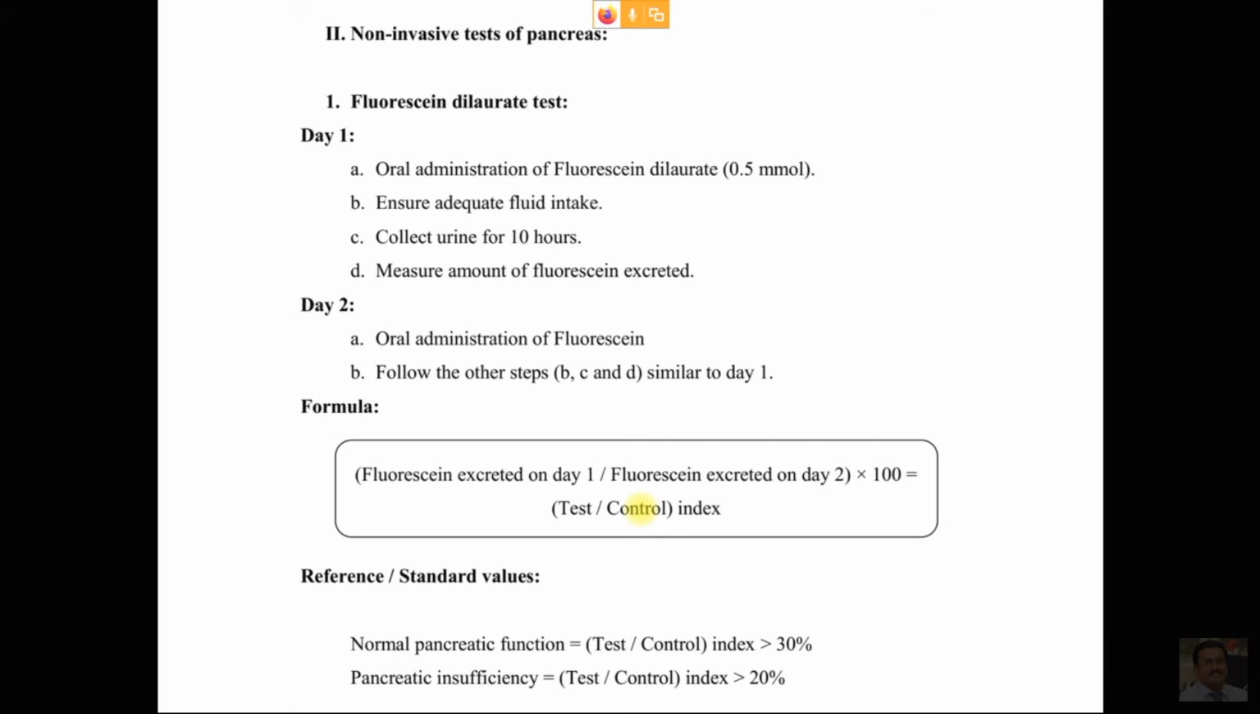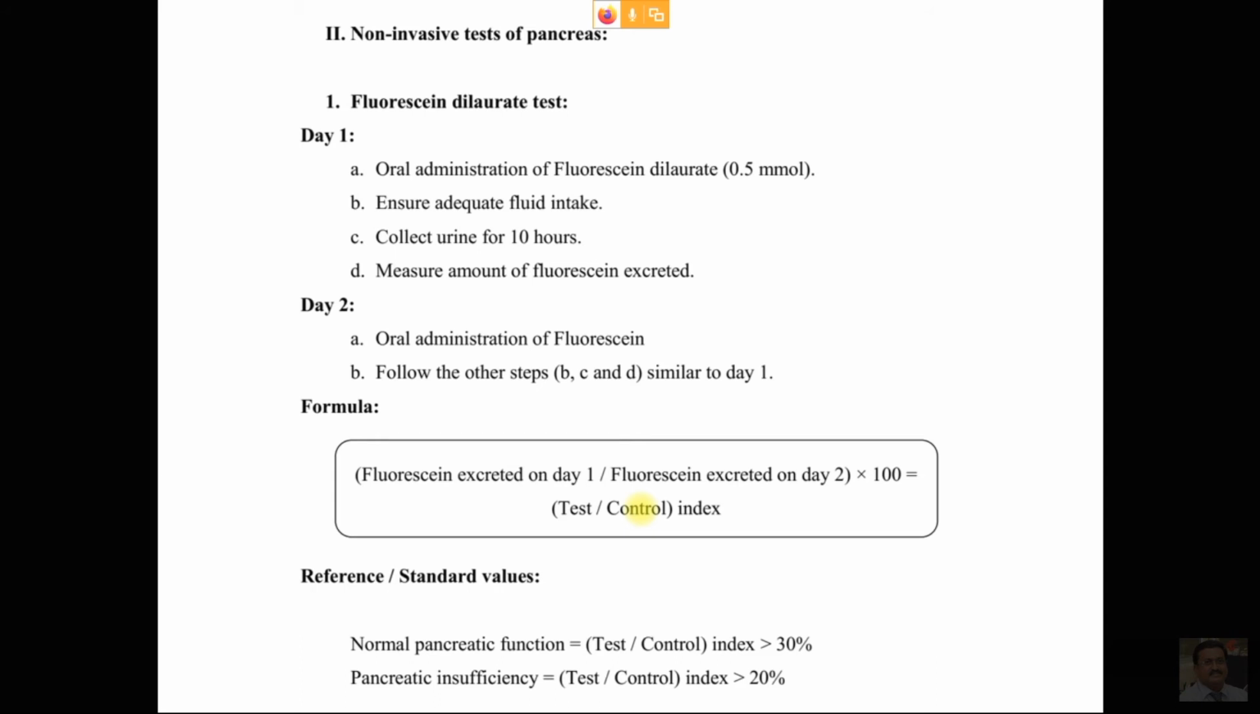The fluorescein is a chemical substance that can be given to the patients, and it is also dose dependent. The dose is 0.5 millimolar, the same concentration as the fluorescein dilaurate. Then follow the steps B, C, D from day 1. B is ensure adequate fluid intake. C is collect urine for 10 hours and measure the amount of fluorescein excreted.